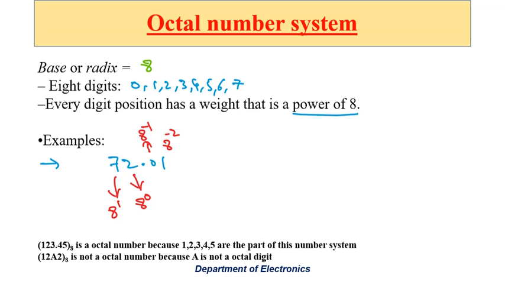So in the examples, you can consider one more example, that is the octal number 123.45. Clearly it is an octal number because for the formation of this octal number, we used 1, 2, 3, 4 and 5. So these digits belong to the octal digits. And in the second example, 1 to A2, clearly it is not an octal number because in the formation of this number we used one alphabet A, which is not a digit of the octal number system.